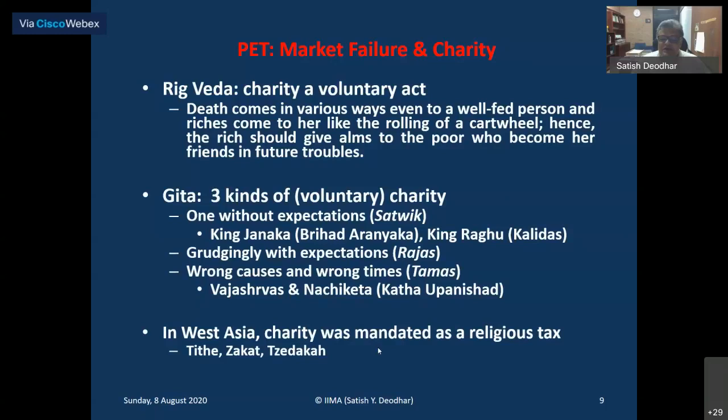Now, all these are mandated by religion, and these are religious taxes. In Indian tradition, it's a voluntary act. Charity is a voluntary act. It's dharmic. So your righteous conduct should tell you that I must do charity, right? It comes from your whole sense of helping others, not as a tax.